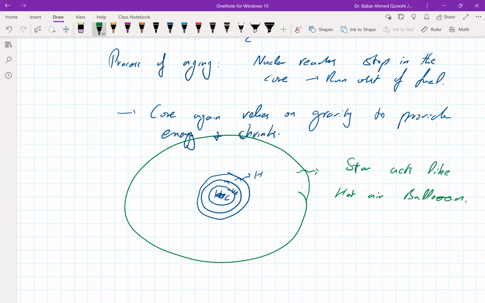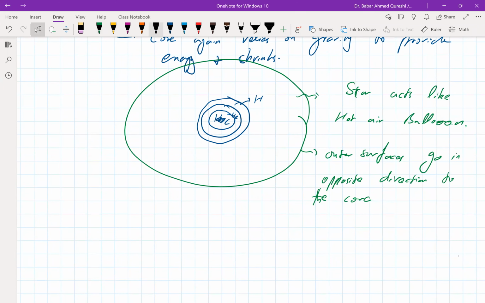The outer surfaces go in the opposite direction to the core. What do I mean by opposite direction? In terms of temperature and size.